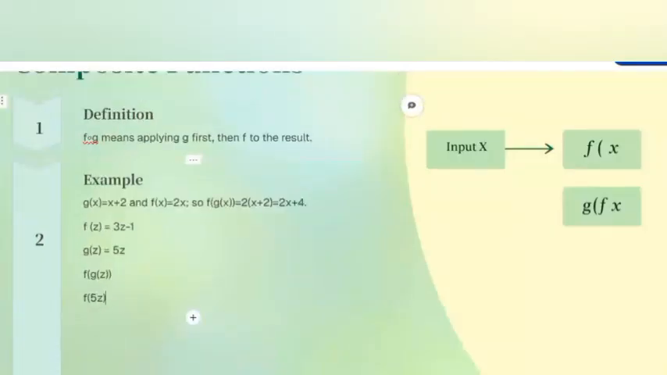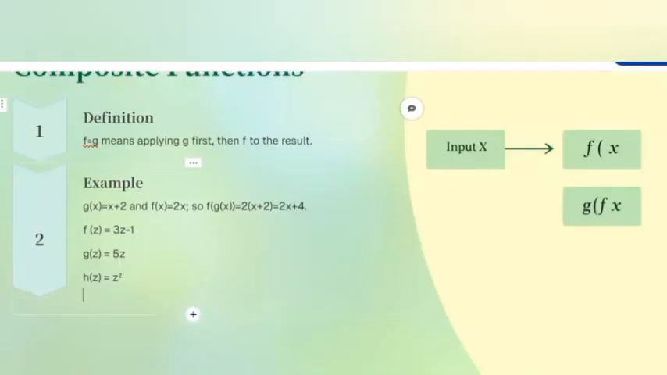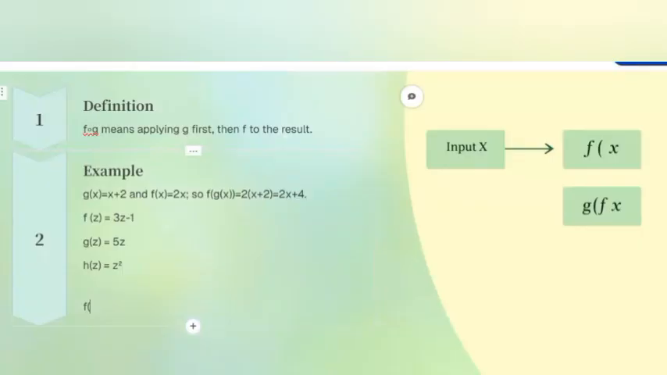So let's use the same example now, but let's add another one. So let's say I have f of z, I have g of z. So let's say I was given h of z as z squared. Right? And then I give you f of g of h. Right? And this is the composite function. And I tell you to calculate this.